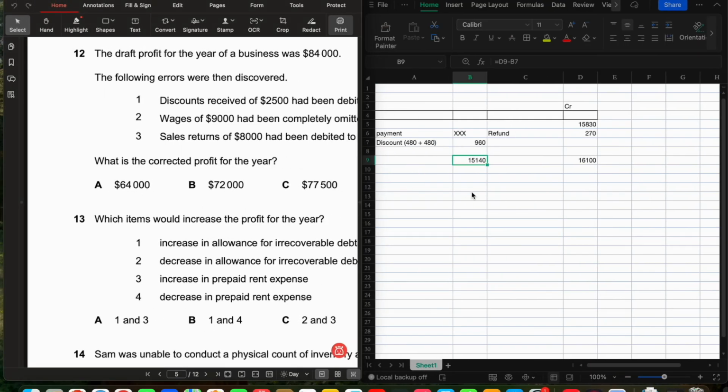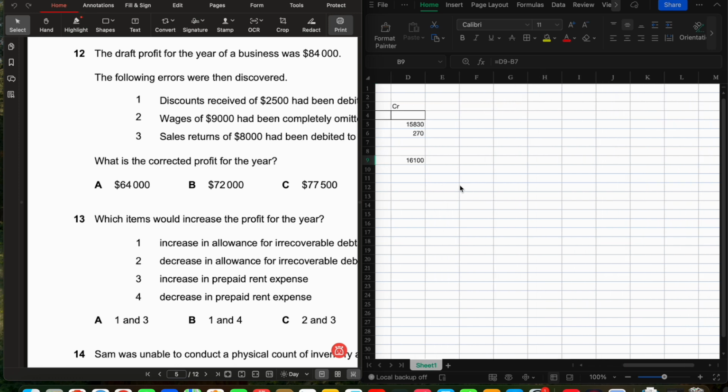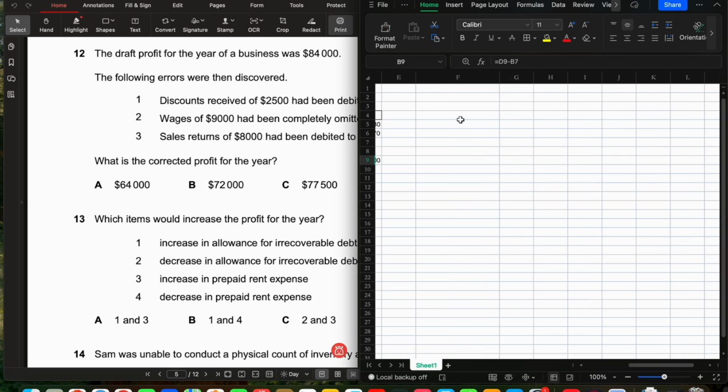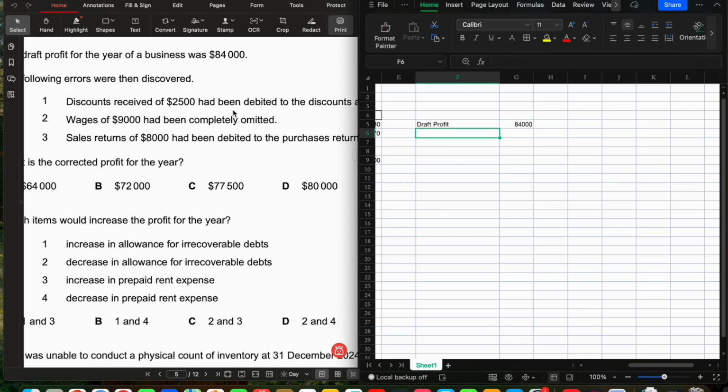So we made the draft profit of 84,000. So let's just create that here. Okay, so we made profit, and that is 84,000. Now the first error is there's a discount received of 2500.